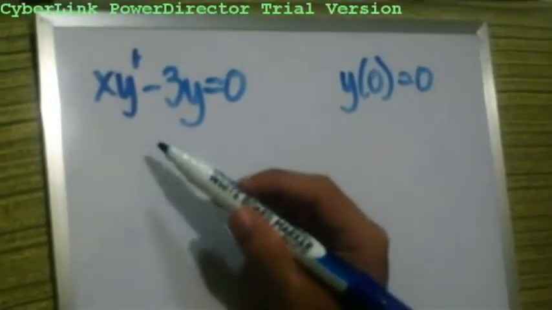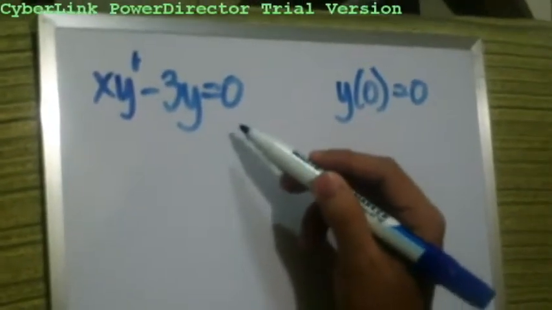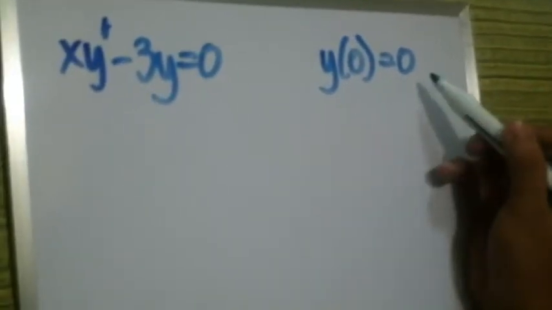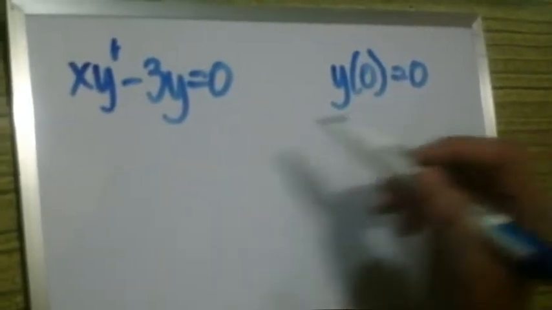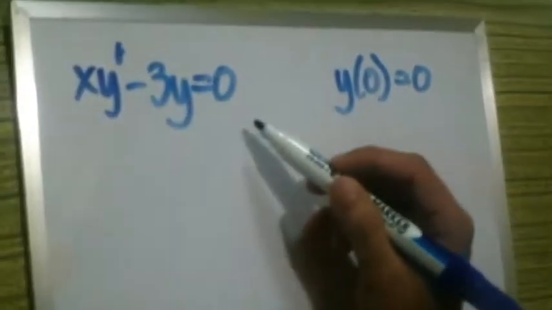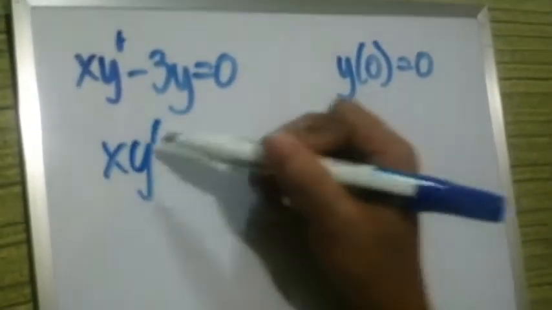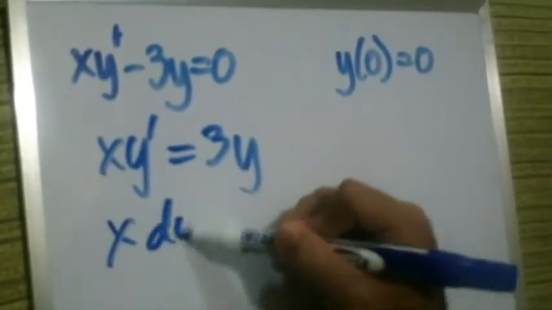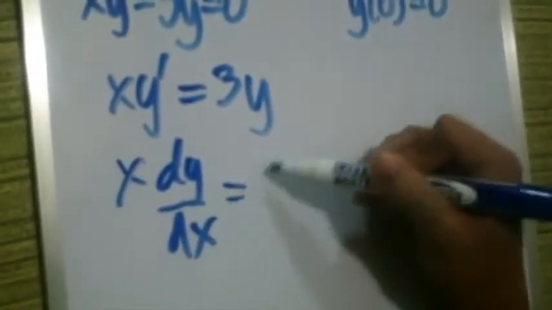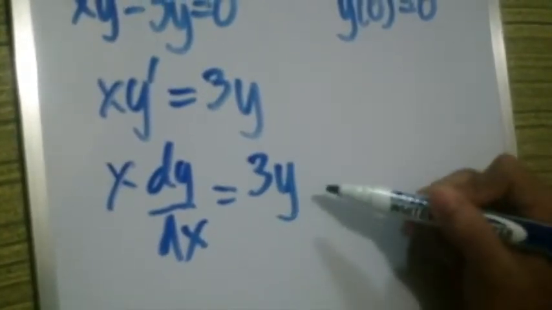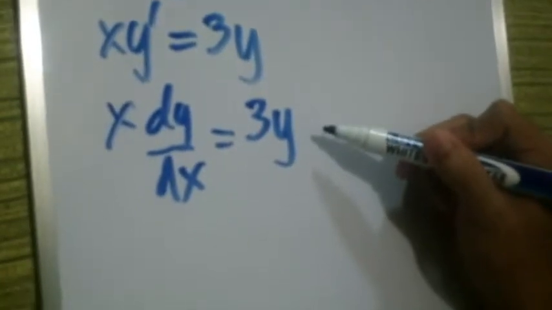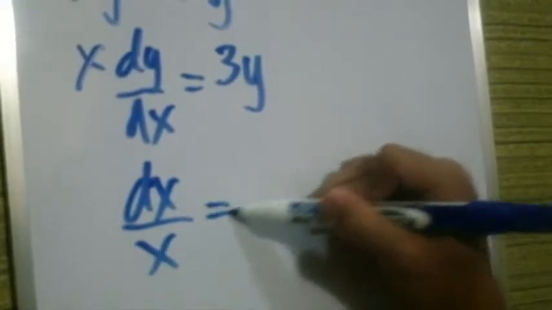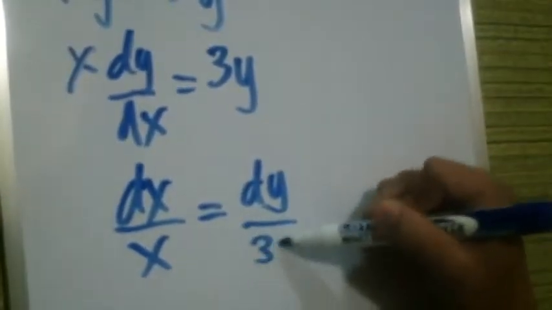In the problem, we have xy prime minus 3y equals 0, and our initial value is y of 0 equals 0. At first, we will solve the differential equation. In this equation, xy prime is equal to 3y, so x dy over dx is equal to 3y. As you can see, we can solve this using the separable differential equation. So we have dx over x is equal to dy over 3y.